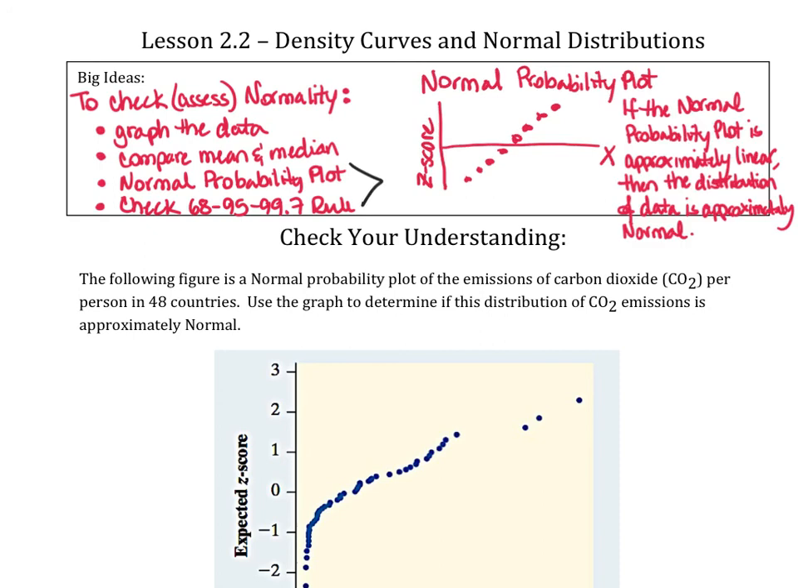And that brings us to the check your understanding question. So I'm going to conclude the video at this point. You're going to be working on your check your understanding questions, and then you're going to check your answers on the posted class notes. And next time we're together, you're going to be reviewing for your Chapter 2 test. So I'll see you back in class.